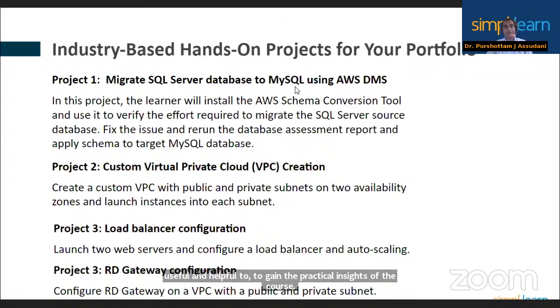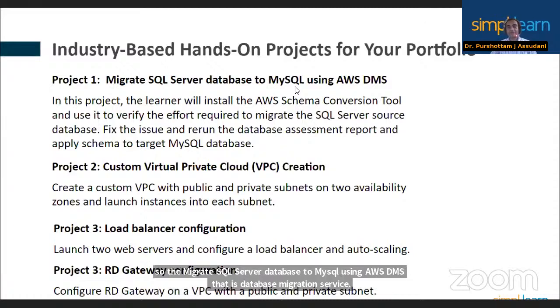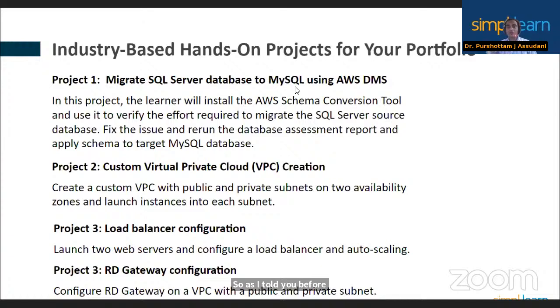Migrate SQL Server database to MySQL using AWS DMS, that is Database Migration Service. As I told you before, Database Migration Service helps you move your databases from, let's say, on-premises or a third-party cloud, like Azure, to AWS. Those databases can be homogeneous or heterogeneous. When I say homogeneous, it means the source and the target database schema are the same. Like, if you're migrating from MySQL to MySQL, it's homogeneous, correct?